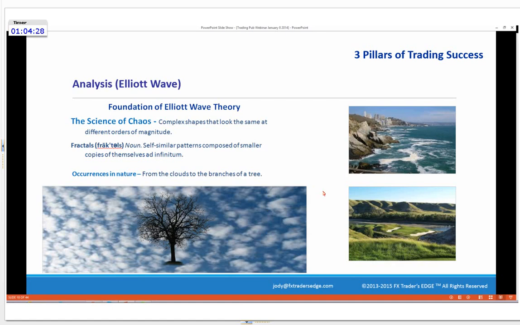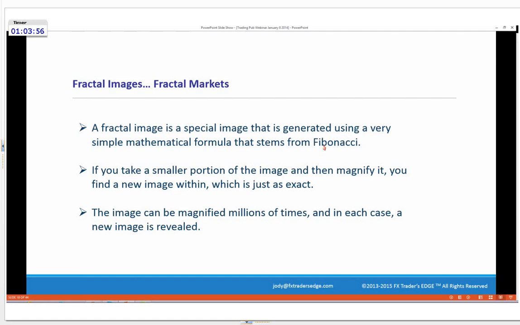Fractals, that's a word that I want you to learn today. It means that the patterns repeat themselves over and over again. Self-similar patterns composed of smaller copies of themselves ad infinitum. And you see that in nature. You see that in the clouds of the sky, in the branches of a tree, where if you break off a branch of this tree, it is a smaller replica of the entire tree. And you see that on coastlines, you see that in mountain ranges, you see that in nature.